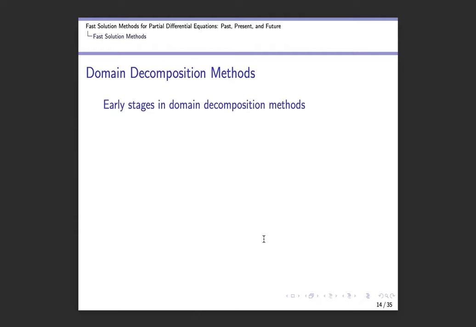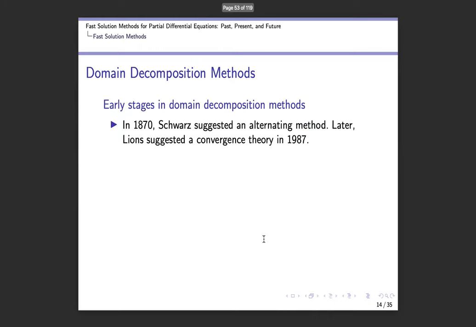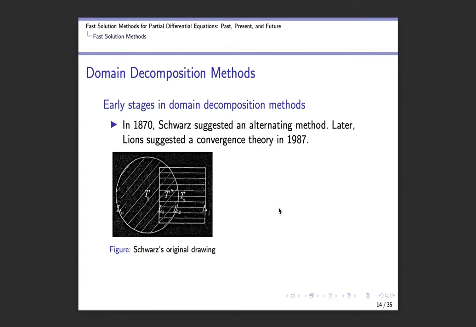And let's next consider the domain decomposition method. The domain decomposition method was considered by Schwarz in 1870. And later Lions, Pierre-Louis Lions actually, developed the convergence theory for this Schwarz alternating method. Okay, I will show you some pictures. This is the picture from Schwarz's original paper, the original drawing. At that time, in the 1870s, we knew how to solve an equation on a circular domain, and we knew how to solve the equation on a square domain.